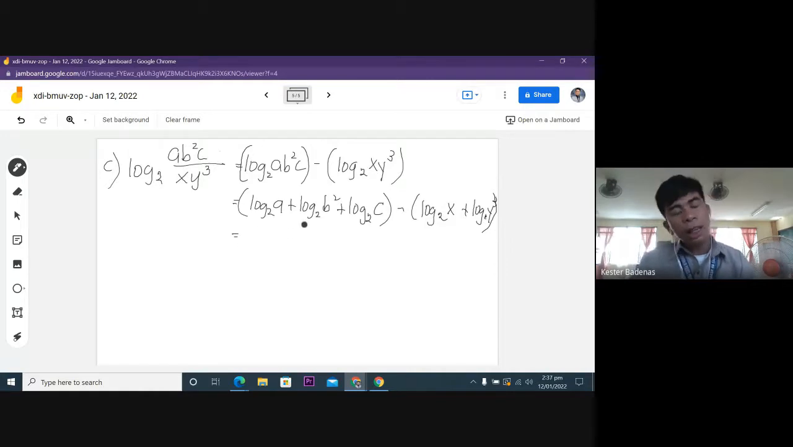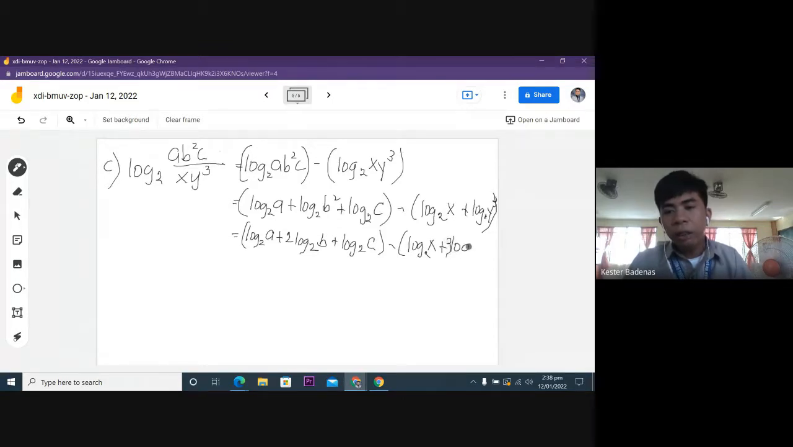Okay, and then apply the power rule. So we have logarithm of a with the base 2 plus 2 logarithm of b with the base 2 plus logarithm of c with the base 2 minus the quantity logarithm of x with the base 2 plus 3 logarithm of y with the base 2.